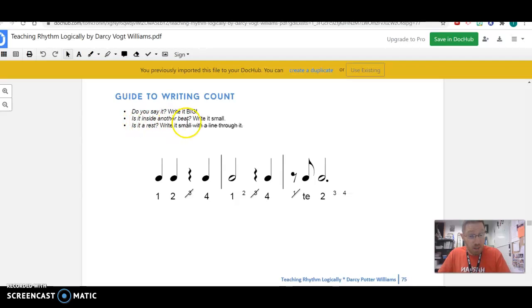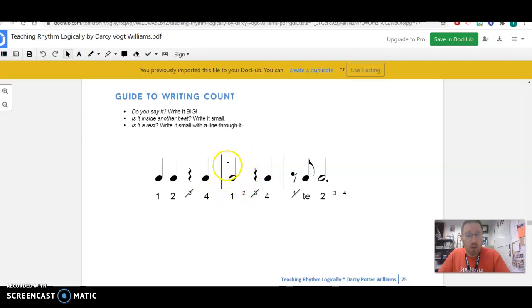Is it inside another beat? If so, write it small. So you would write the count small if it's inside another note, if it belongs to another note. Is it a rest? If so, write it small with a line through it. You're going to notice that the author gave us an example here where we had quarter note, quarter rest, quarter note. Big one, big two, little three strike through, big four.